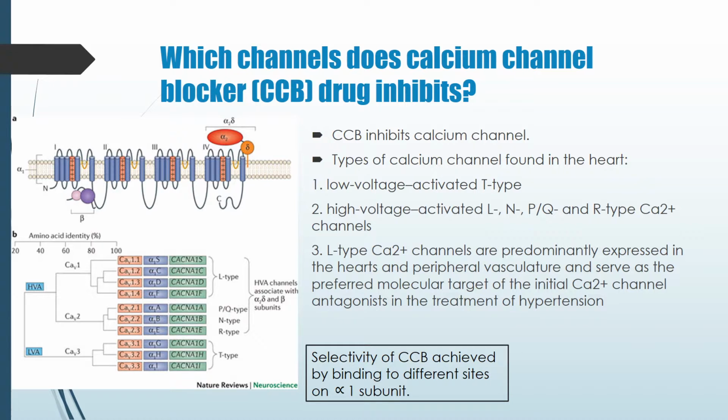So our calcium channel blockers obviously inhibit our calcium channels, and there are a few types of calcium channels found in the heart. There are low voltage and high voltage. The low voltage calcium channels will be our activated T type, and the high voltage will be our activated L, PQ and R type calcium ion channels. Basically these L type channels are predominantly expressed in the heart and peripheral vasculature, in which they usually serve as a target in the treatment of hypertension. The selectivity of our CCB is achieved due to binding to different sites on the alpha-1 subunits.